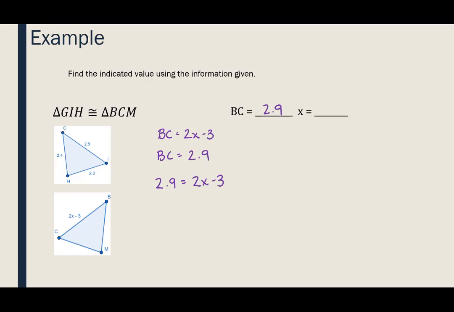Let's go ahead and solve. Add 3 to both sides. So 5.9 equals 2x, and then I want to divide by 2 to solve for x. So x equals 2.95.